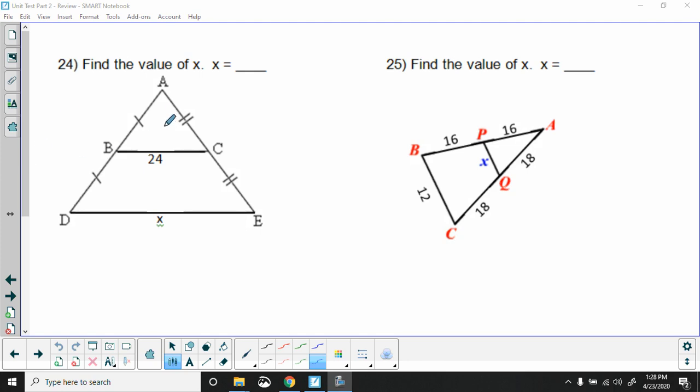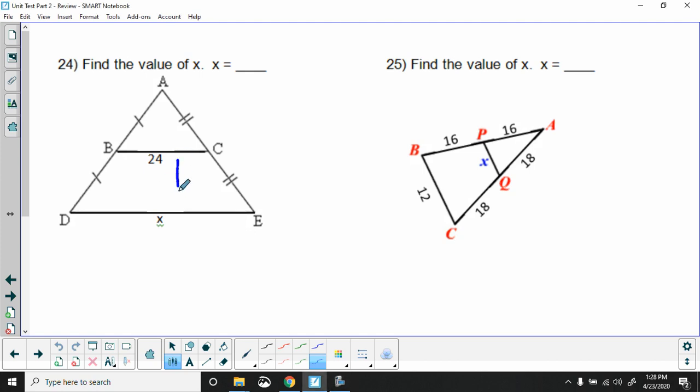All right, here's a review for quiz 5. So, we got a triangle here. These two sides are congruent. Same thing with these two sides. So remember, we have a theorem for that.